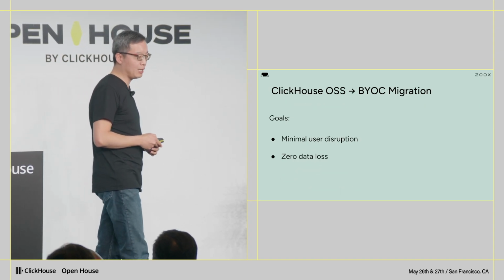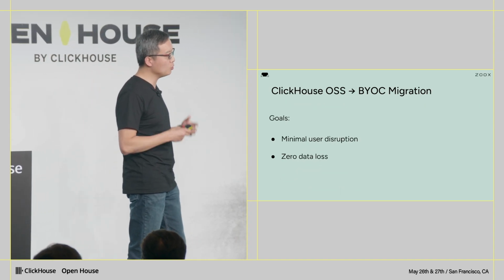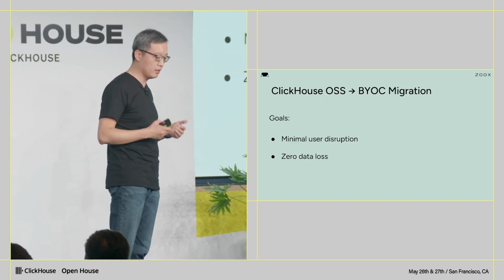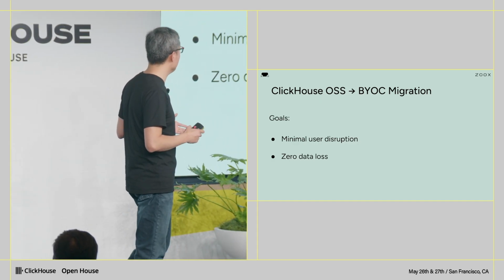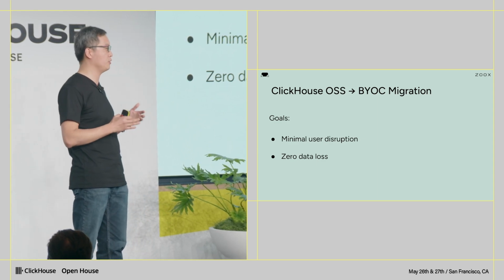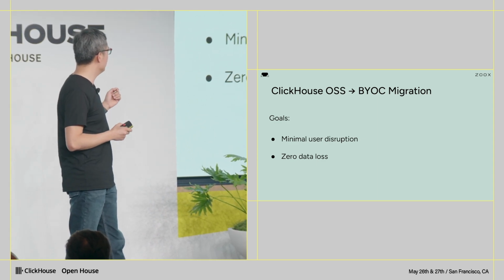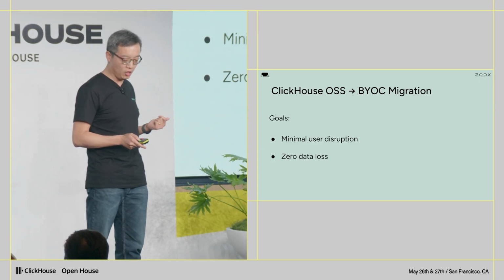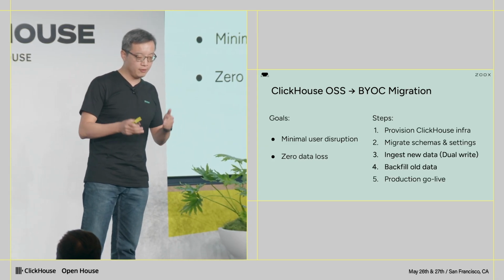So then for the actual migration, right? The goals are, one, to minimize the user disruption, because user observability is important. It has to be online 24/7. And the other is zero data loss. How do we do it? There are a few steps we take.